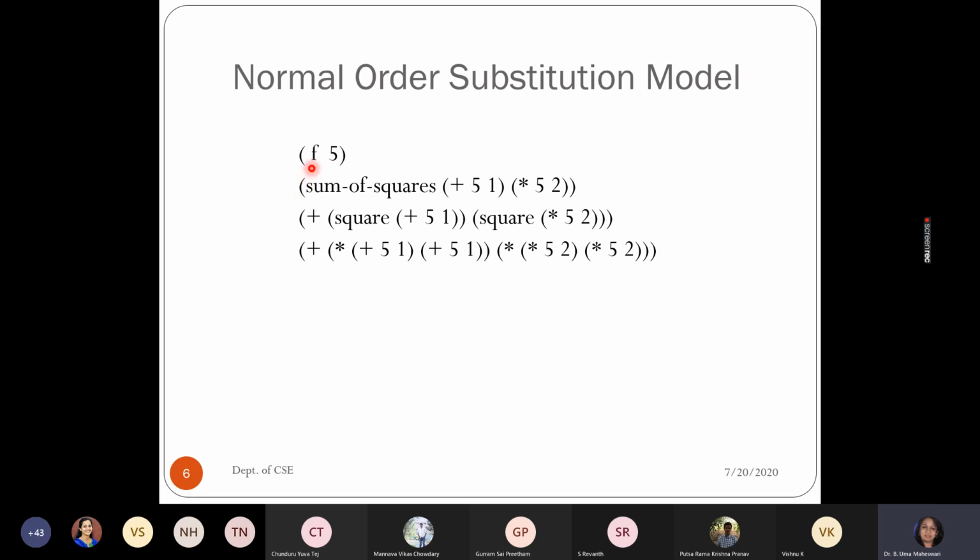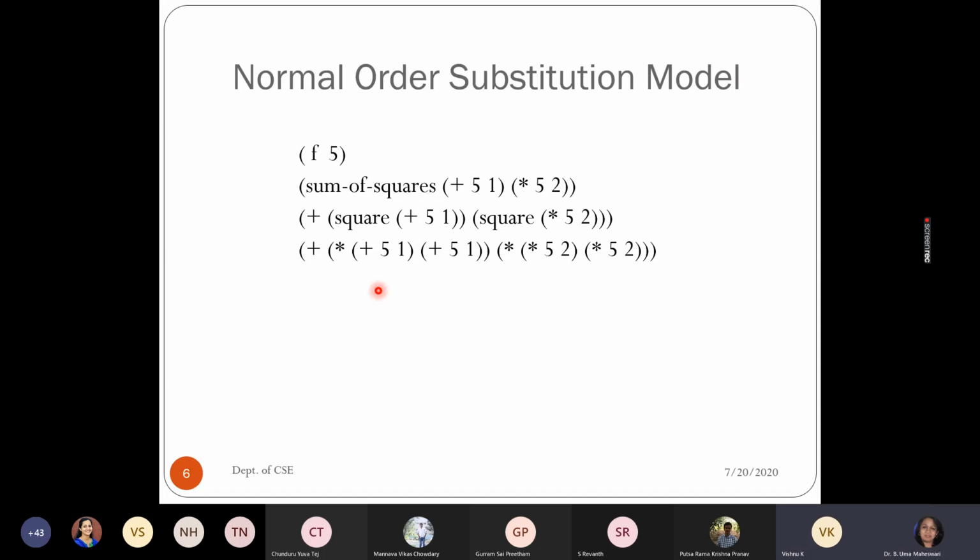For the function call f of 5, you call it and then substitute, don't evaluate. Evaluation will happen at the final step, right? So now you understood both models. Which one will you recommend? Which is best? Which is advantageous? Can you tell me, any one of you?